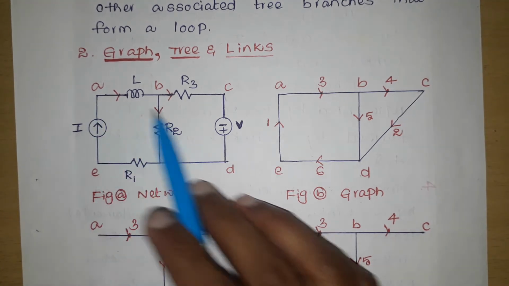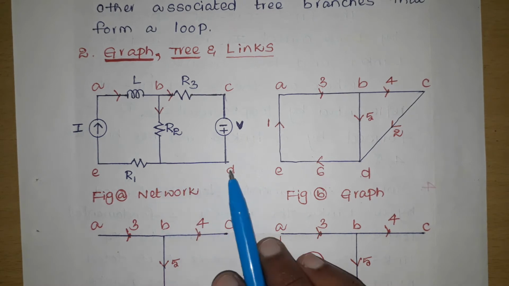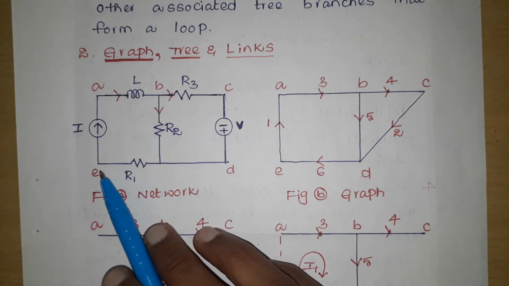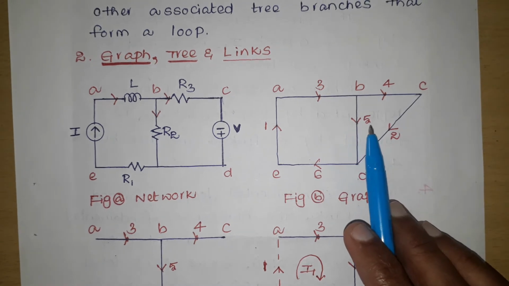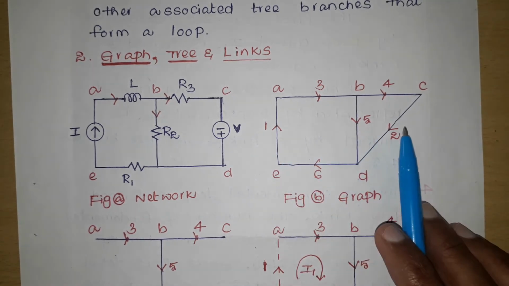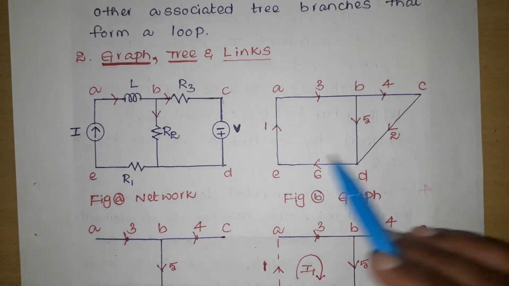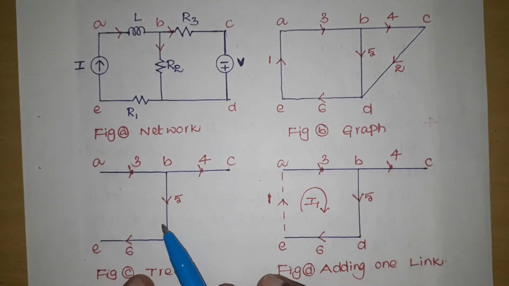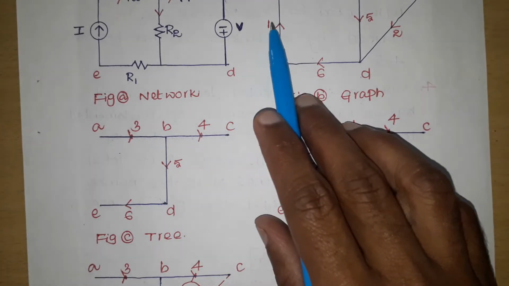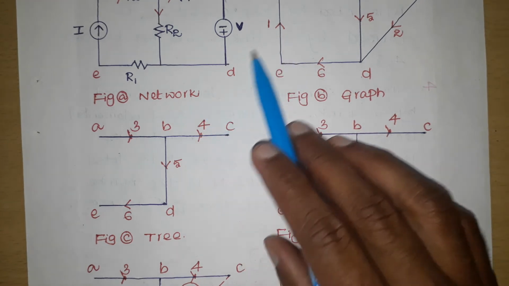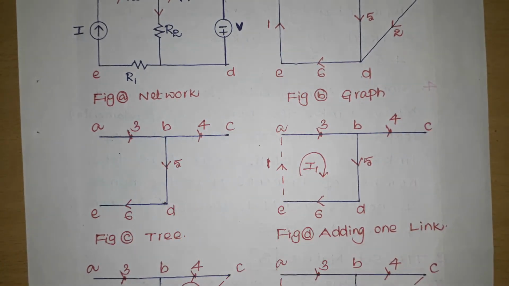So in this network, the nodes are A, B, C, and this is node D, and this is node E. Replacing all the elements with line segments and giving numbers to the branches, it is a graph. And for this graph, this becomes the tree. So this is a tree. Removing the first branch and second branch, we get a tree.